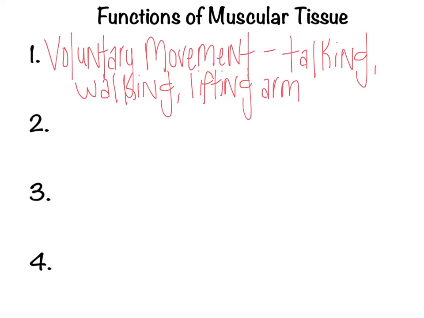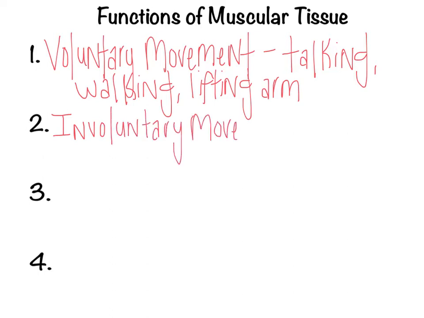So obviously the second function would be involuntary movement. These are things that you don't think about doing, luckily. So it's moving things throughout your body, but luckily you don't have to think about it. Digestion is a good one. Your intestines and your stomach are contracting and moving those muscles to help get food through your system. So that would be an example of involuntary movement.